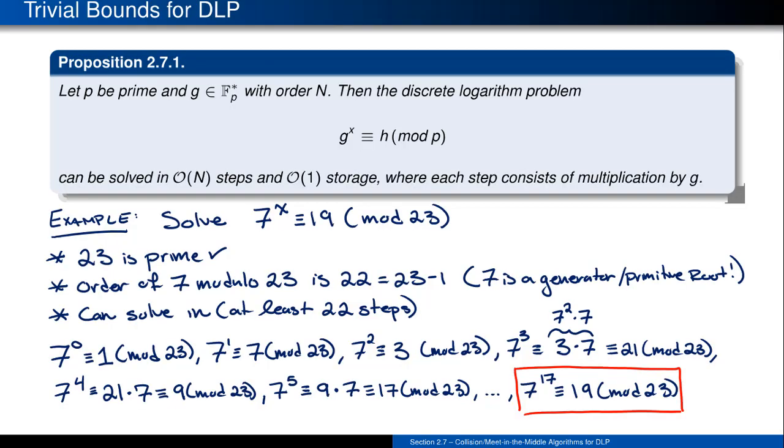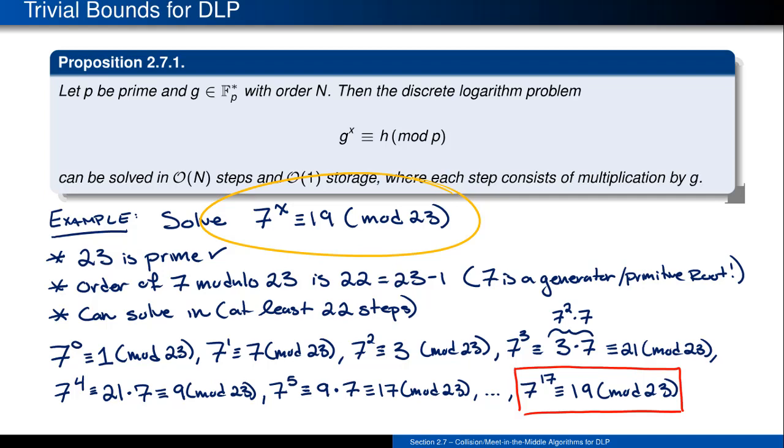To baseline everything, let's jump back to this brute force approach to see what the worst case scenario is. Let's look at a classic little toy example. We have the congruence 7 to the x is congruent to 19 modulo 23. A couple things to note right away: the number 23 is prime, so I'm in a pretty nice situation right from the get-go.